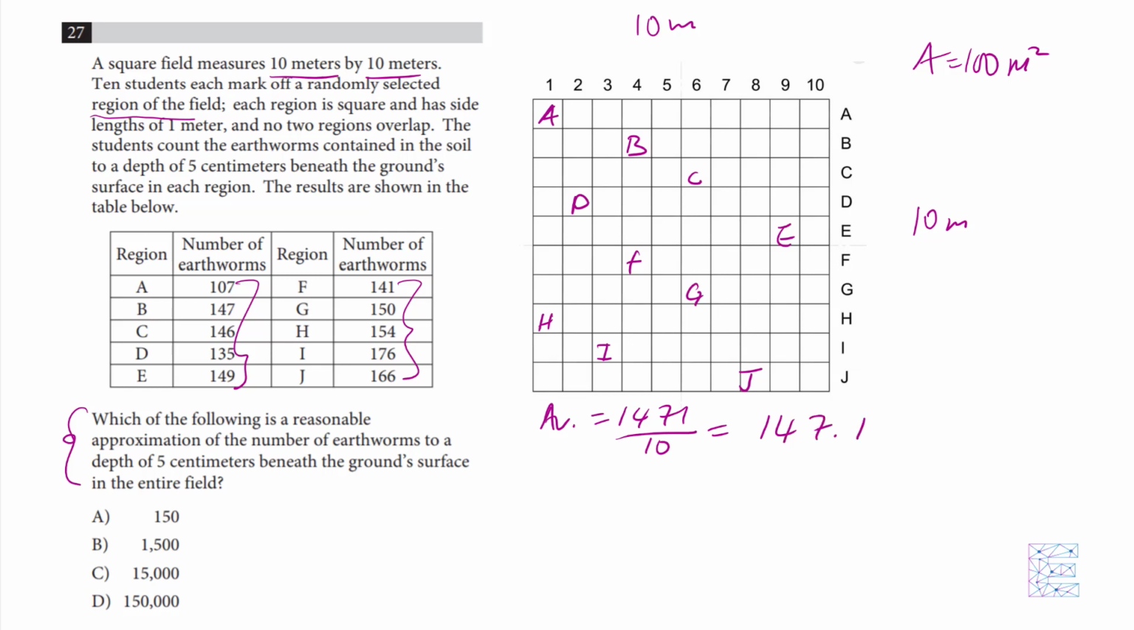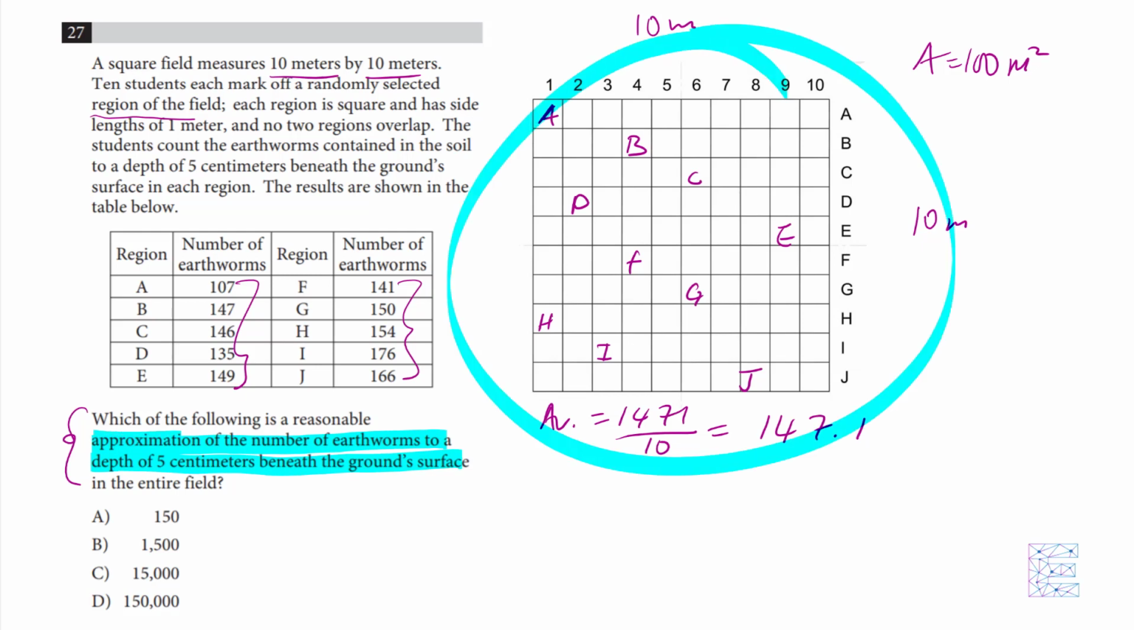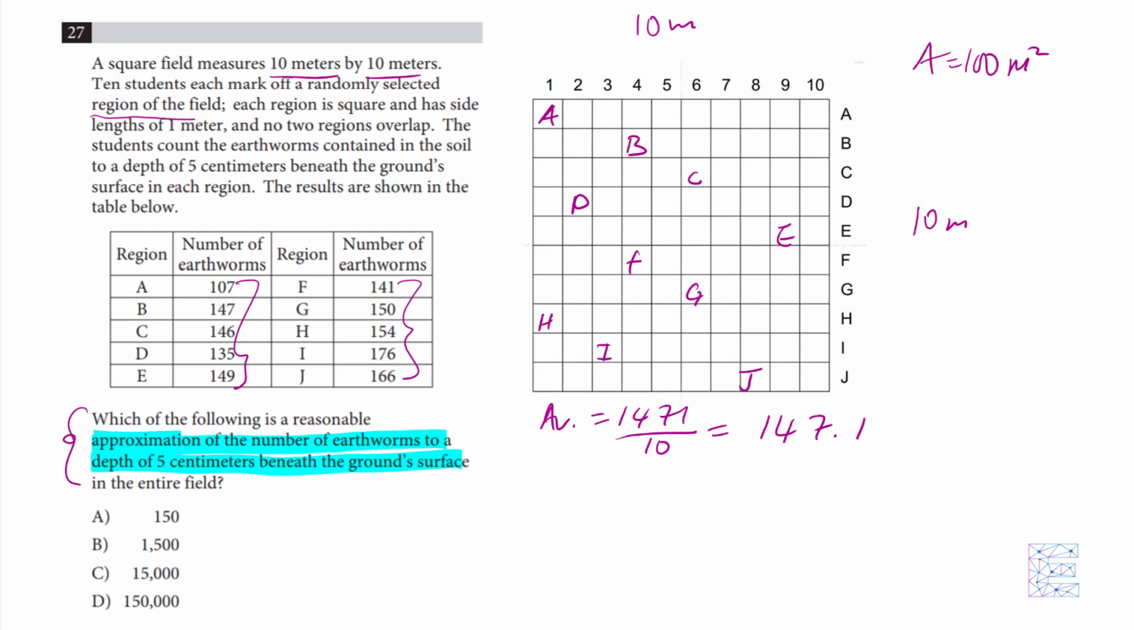And now we know that the question here is asking us to approximate the number of earthworms to a depth of 5 centimeters beneath the ground surface. So we are approximating for the entire field. Well, we know that each box had an average of 147.1, but the entire area we're trying to cover is 100. So we're going to multiply these together.